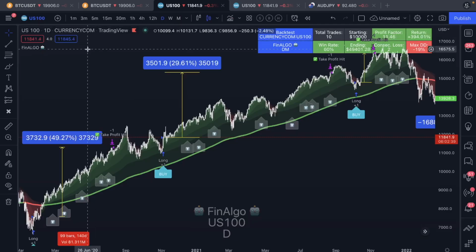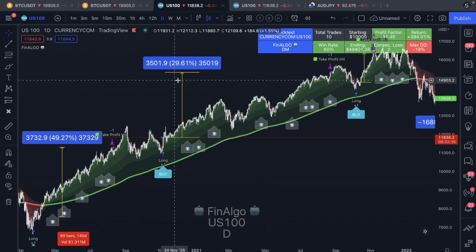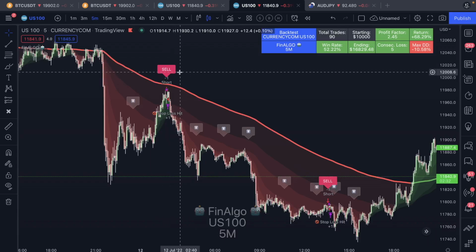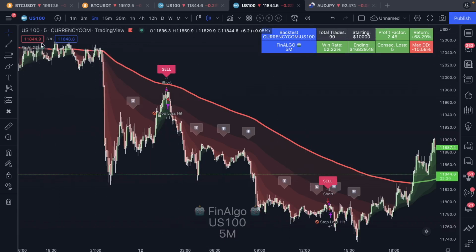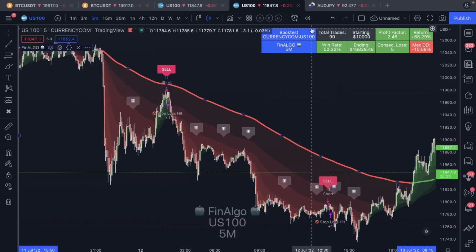If you're using it on indices, you can perfectly use it on indices on daily charts, or you can even use it on 5-minute charts. It doesn't really matter. It's all a matter of how you optimize the settings in here to make it work on your asset and on your time frame.